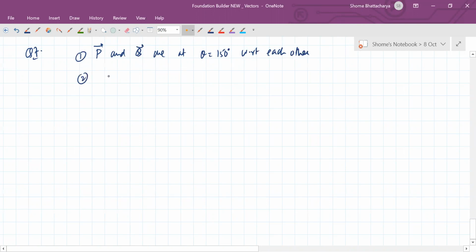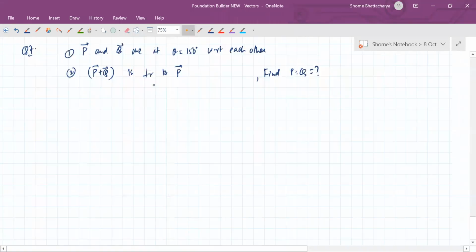And secondly, what is given is that the resultant of P and Q is perpendicular to the vector P. So you have to find the ratio of magnitudes of P is to Q. Okay. This is very simple. Just construct a triangle according to the information given.